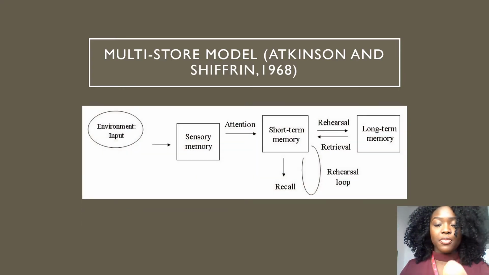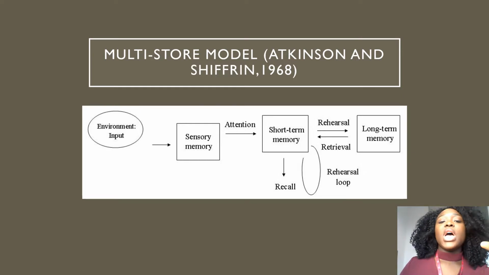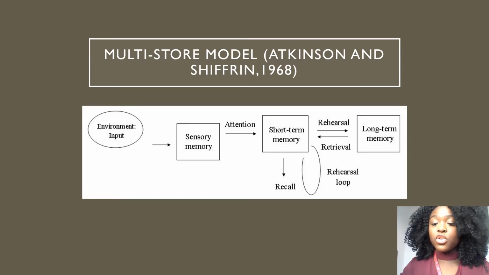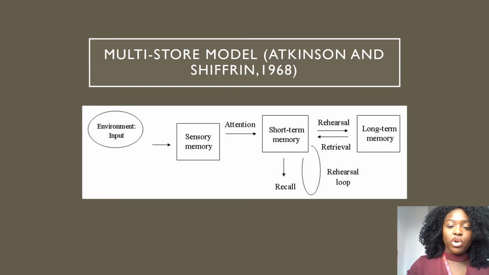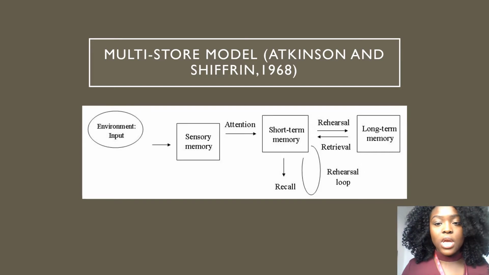So the pictures come up now on the board. Atkinson and Shiffrin suggested that, in a linear way, information is passed through the different stages. So the information goes sensory, attention, short term. If we rehearse it, it goes to long term, and obviously if we want to retrieve it back to short term, recall comes out from there.